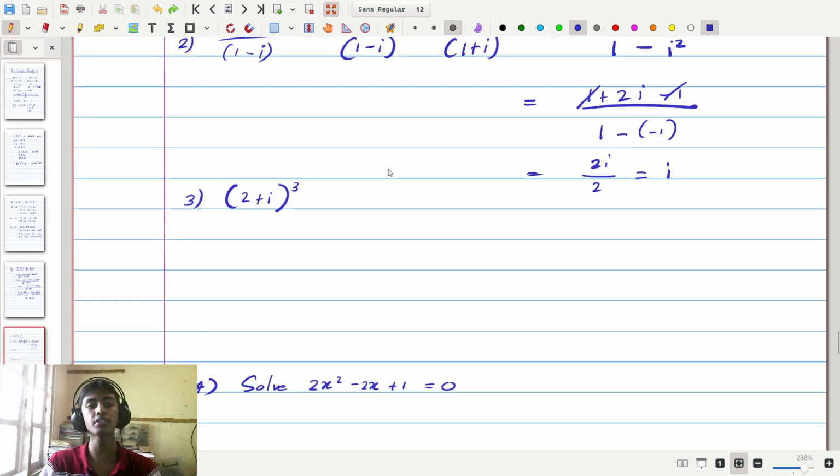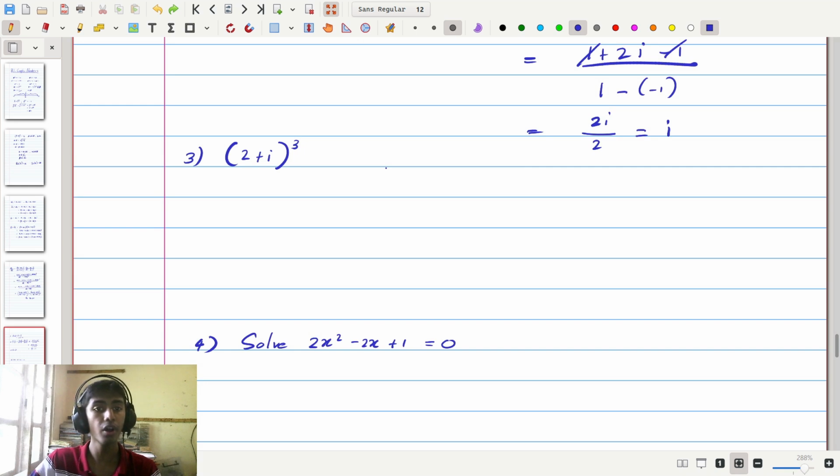Moving on, if we consider the next one we have here, we're asked to do (2 + i) cubed. Now (2 + i) cubed is just equal to (2 + i) times (2 + i) times (2 + i). So all we really have to do here is multiply 2 + i by itself 3 times. We could either do that, or we could use the cube formula and expand this into 2 cubed + 3 times 2 times i squared + 3 times 2 squared times i + i cubed. I think we can do it in that way as well.